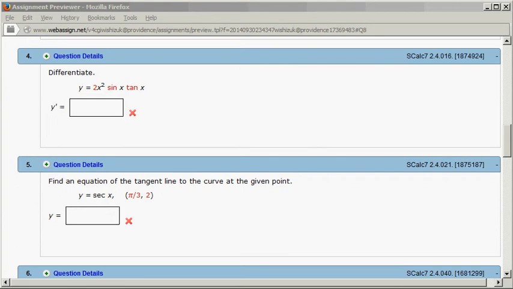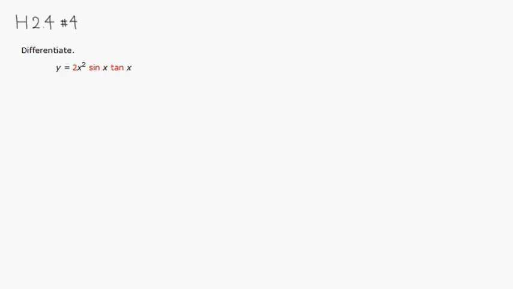Alright, let's look at homework 2.4, problem number 4. Let's take the derivative of this function. It looks like we have three things multiplied together, so we have to use the product rule probably twice, but we can do it.